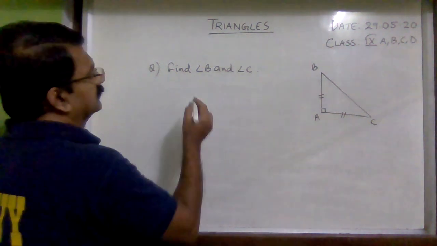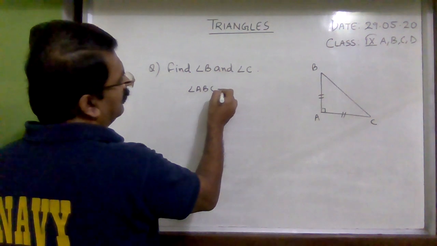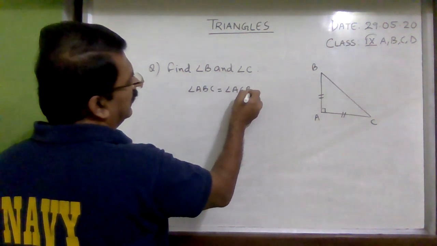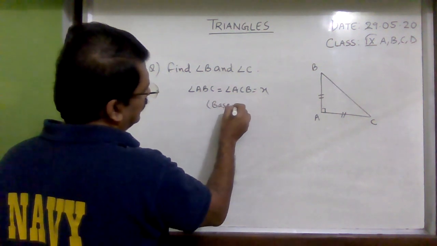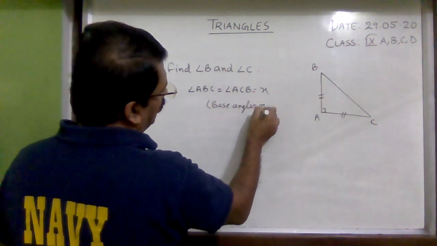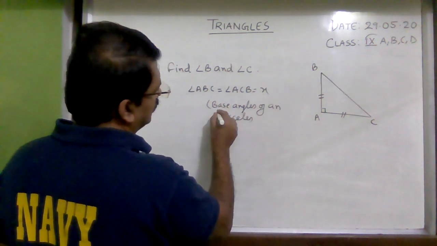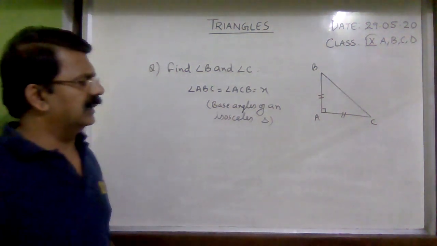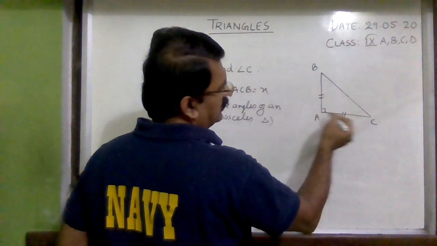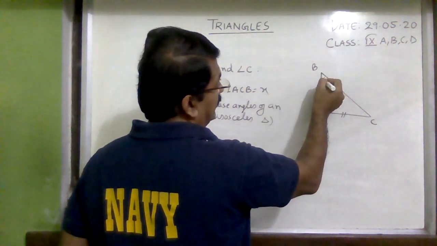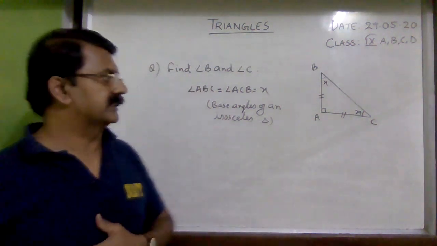So angle ABC will be equal to angle ACB is equal to X. Base angles of an isosceles triangle. So we are applying theorem 1 again. This is an isosceles triangle, these two sides are equal, angles opposite to equal sides are equal, so these two angles are equal. We have assumed them to be X.